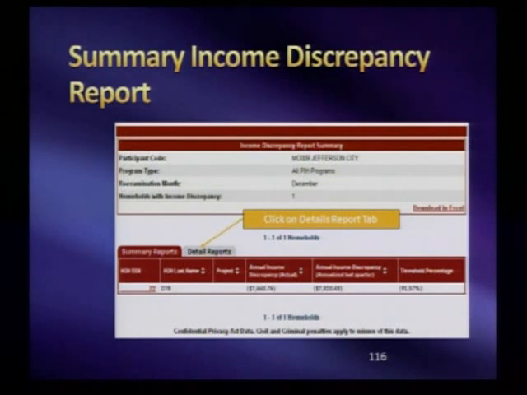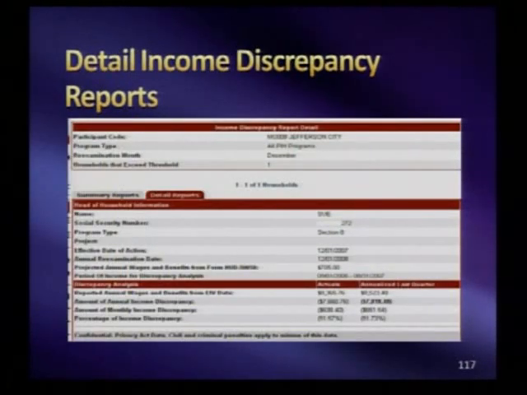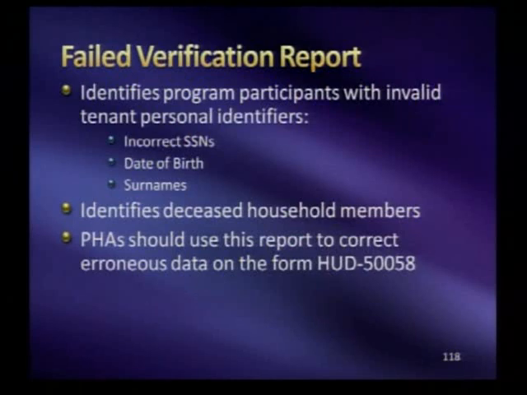Keep in mind, I'm basically going down the list of reports that are available from that main page of your summary reports. And again, you can easily maneuver from summary reports to detail reports. Your details income discrepancy report outlines the family discrepancy, and we're going to talk about the income discrepancy in just a moment. Your failed verification report is going to identify any tenant with an invalid Social Security number, name, or date of birth, and it's going to identify any deceased household members.